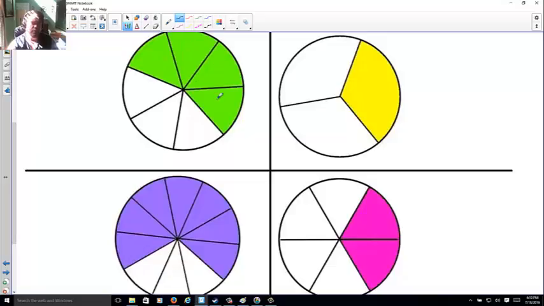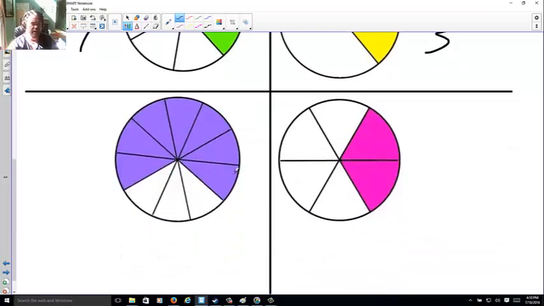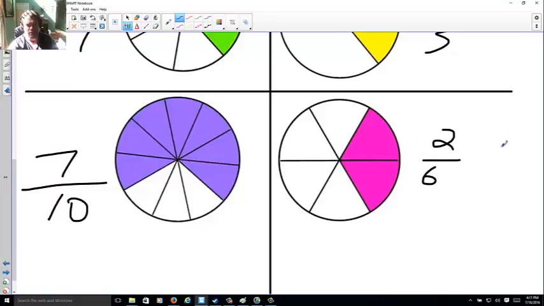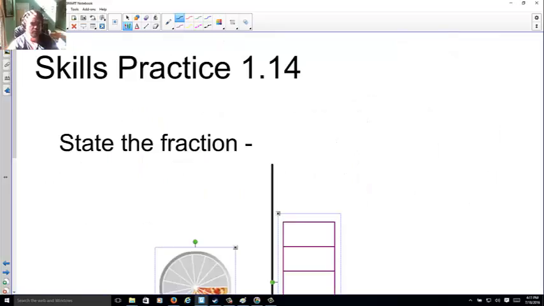I have 1, 2, 3, 4 colored pieces out of an entire 7. So there's 4/7 of the pieces that are colored in. Here I have 1 piece that's colored out of a total of 3, so 1/3. Here I have 1, 2, 3, 4, 5, 6, 7, 8, 9, 10. 7 purple out of 10 total. And here I have 1, 2, 3, 4, 5, 6. I have 2 purple out of 6, or 1/3, which we will be covering shortly.